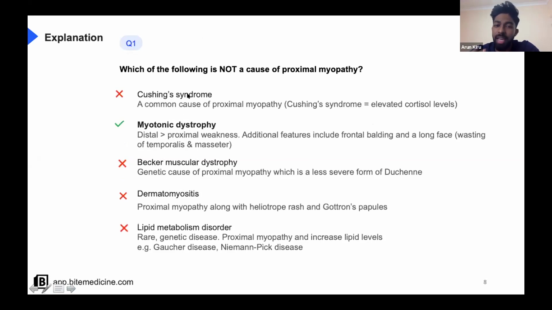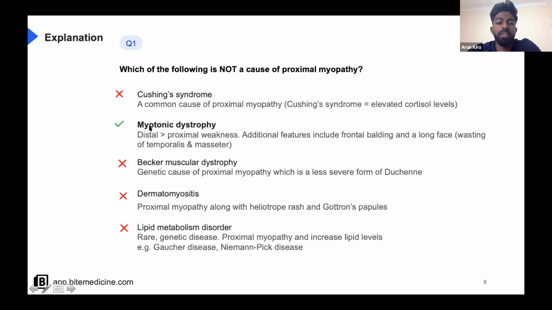So this case you'll see is a case of Cushing syndrome, and that's actually a common cause of proximal myopathy. Cushing syndrome, I remember as C and C, is due to elevated cortisol levels, and there's lots of possible causes for that. But Cushing syndrome is elevated cortisol levels, and that does cause proximal myopathy. And we'll see why, because of that cortisol being raised.